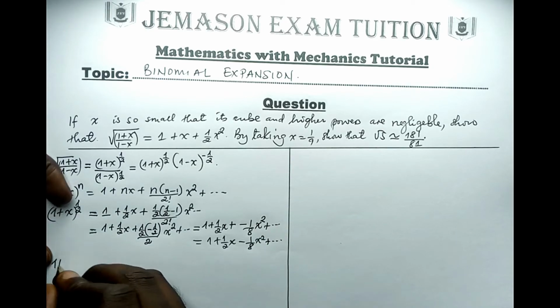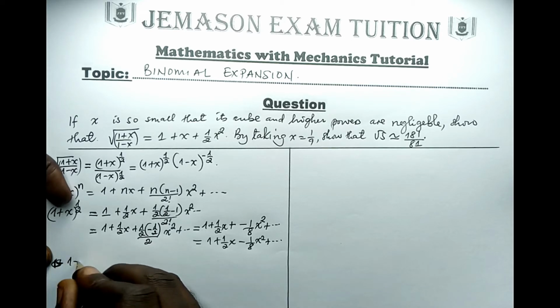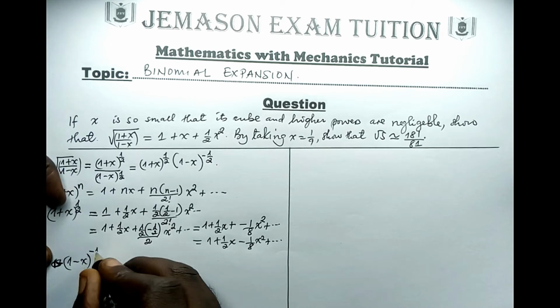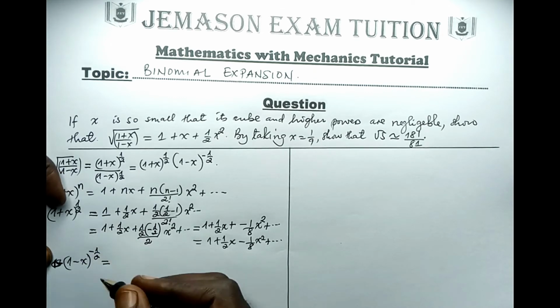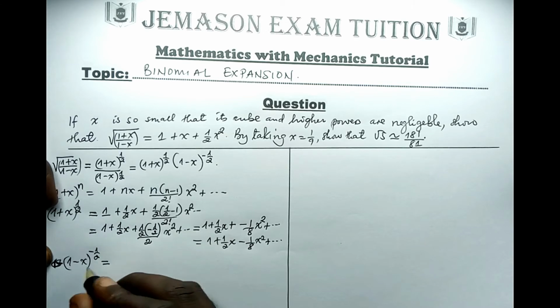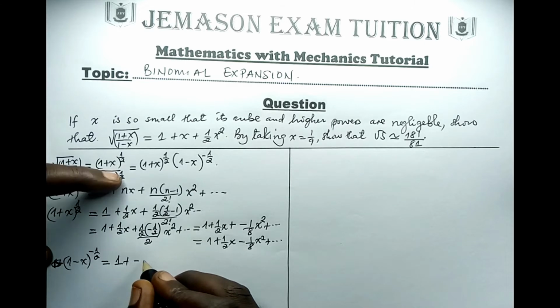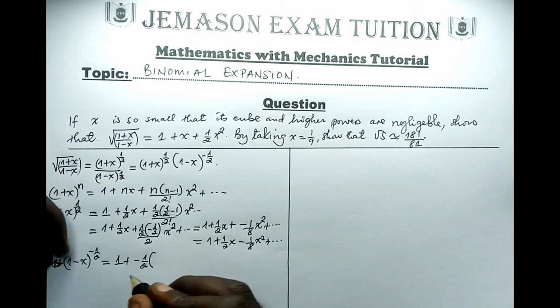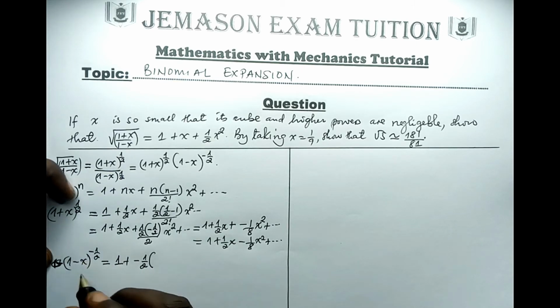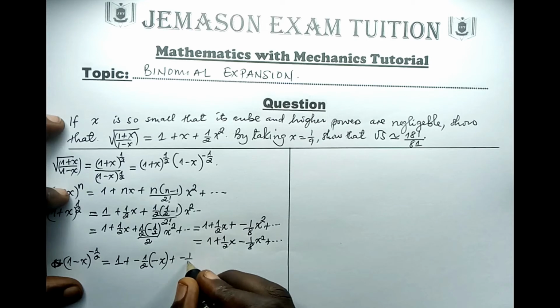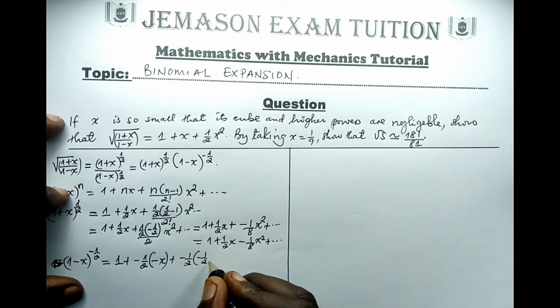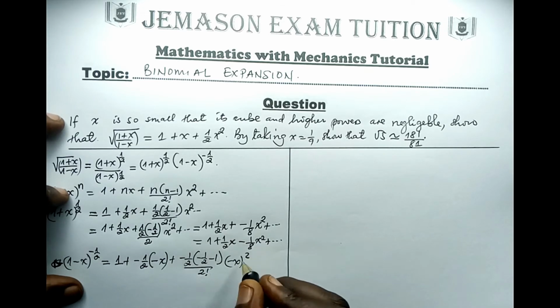When I take the other expansion, it says (1 minus x) raised to the power negative half. If I use the formula again, first term is 1, I begin with it, plus the power, that's n, and n is negative half into x. The position of x in the formula is replaced by negative x, plus negative half into (negative half minus 1) all over 2 factorial, (negative x) all squared.